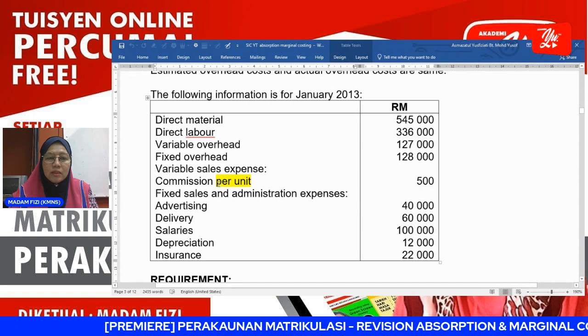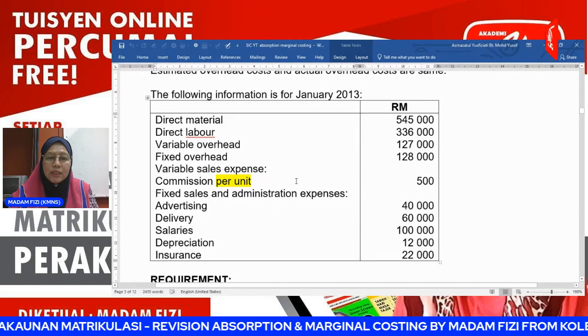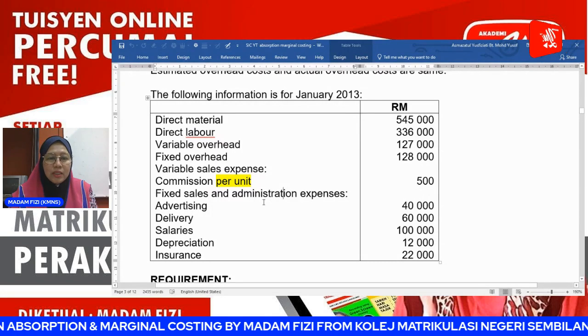Here Madam highlights per unit, because don't make mistakes in the calculation later. So the commission per unit is 500. You have to multiply it with the sales units later. Okay, requirements.